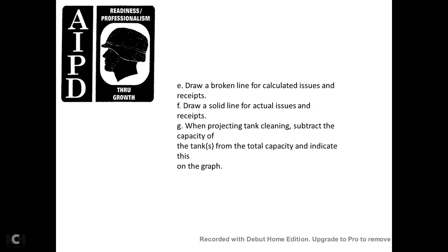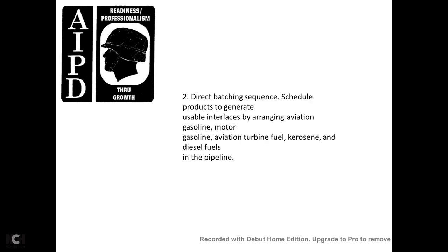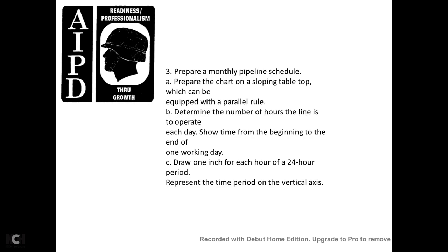E, draw the broken line for calculated issues and receipts. F, draw the solid line for actual issues and receipts. G, whenever projecting tank cleaning, subtract the capacity of the tank from the total capacity and indicate this on the graph. Two, direct the dispatching schedule. The product generated usually interfaces with the range: aviation gasoline, motor gasoline, aviation turbine fuel, kerosene, and diesel fuels in the pipeline. Three, prepare a monthly pipeline schedule.